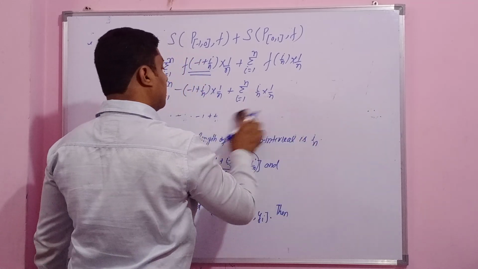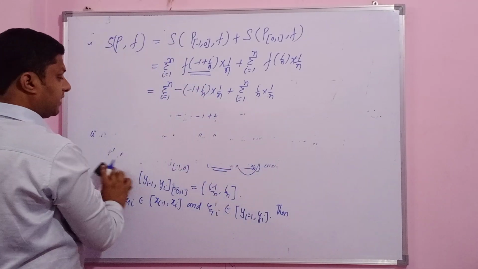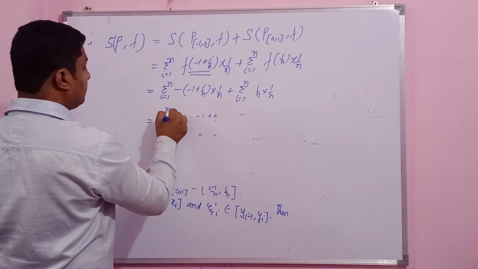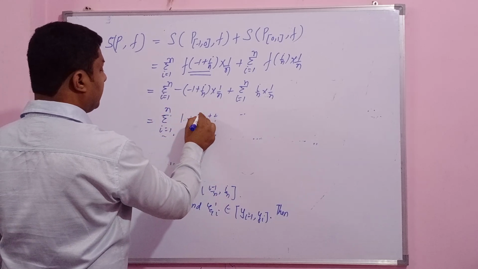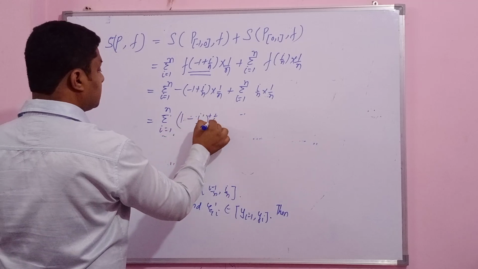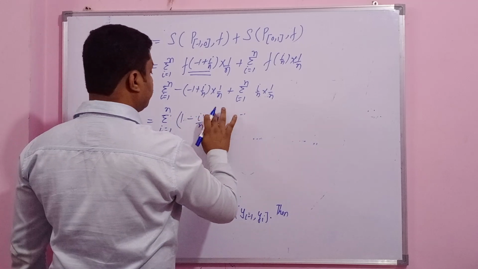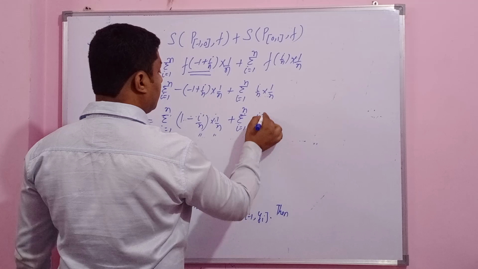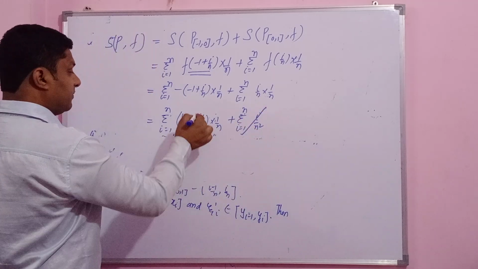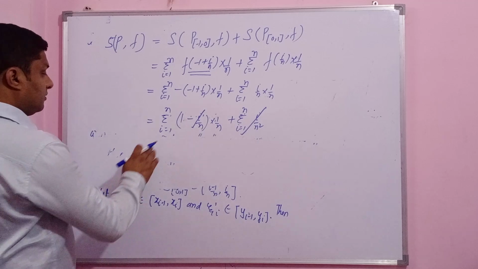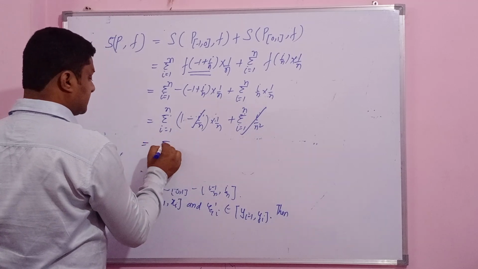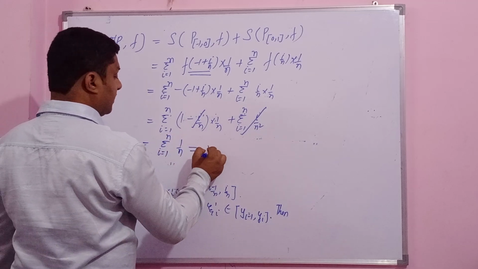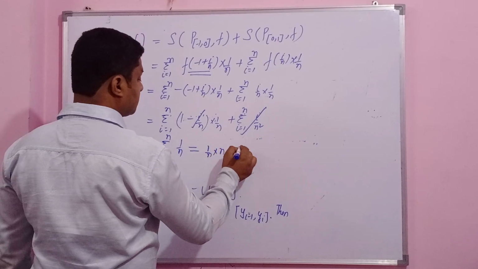The work is the same as we did in previous questions, nothing different. Now this is equal to the summation, i runs from 1 to n, of (1 minus i by n) times 1 by n, plus the summation of i by n square. This summation cancels out with that one, so what remains is the summation of 1 by n, which is 1 by n into n, that is equal to 1.